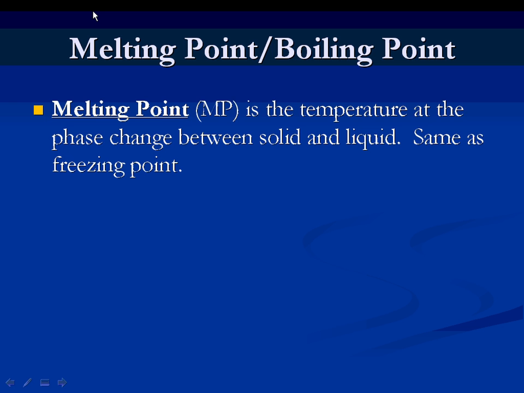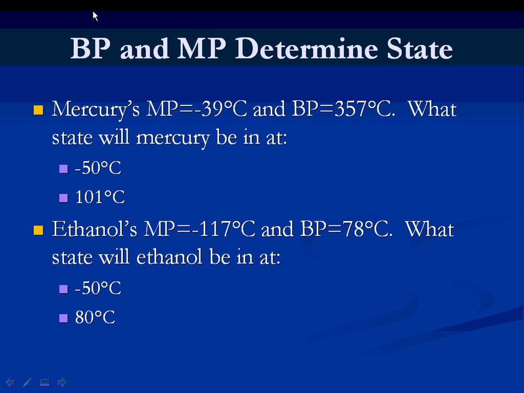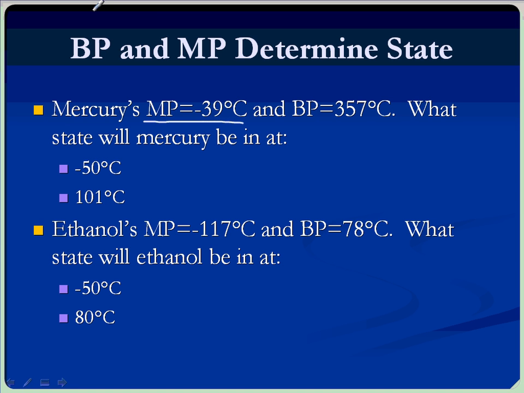Melting and boiling points are a way that we define the properties of when something's a solid, liquid, or gas. Melting point is the temperature at which it changes between solid and liquid. It's also the same as something called the freezing point. Boiling point is the temperature where a substance boils. So let's talk about this. Mercury's melting point is negative 39 degrees C, and its boiling point is 357 degrees C. So that means between these two temperatures, it's a liquid.